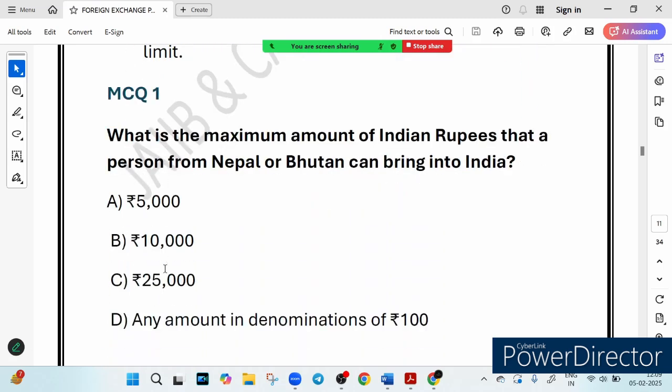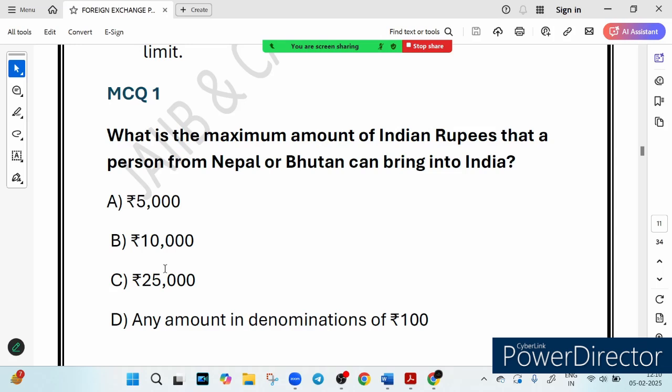Now, very nice question. The next question is, what is the maximum amount of Indian rupees that a person from Nepal or Bhutan can bring into India? Very good question. Option A says 5,000 rupees. While this might seem like a reasonable limit, it is not the correct answer. There is no restriction where only 5,000 rupees is allowed for people traveling from Nepal and Bhutan. The correct rule is slightly different. So imagine Sita from Nepal is traveling to India. She thinks the limit is 5,000 rupees, but when she reaches the border, she is told that she can bring in more as long as it is in the right denomination.